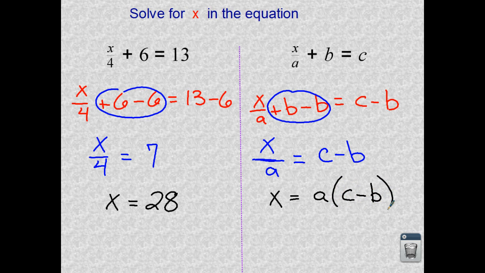Now it's important to know that since we are unaware of what c and b are in terms of values, we do know that when you put them together, you're going to get some type of integer. So when you multiply both sides by a, understand that you're not just multiplying a times c and then subtracting b. You're multiplying a times whatever this whole value is. So c minus b is an entire quantity. So x is equal to a times the quantity of c minus b. If you have any questions on that part, make sure you see me.